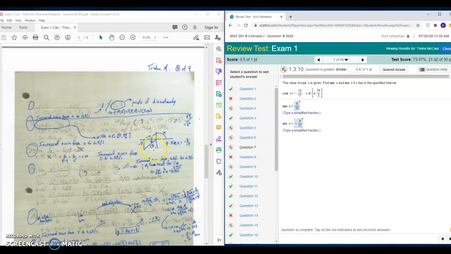So this becomes an 8, 15, 17 right triangle, or you could use Pythagorean's theorem to figure out that it's 8. You kind of almost had it. You thought it was 6. I'm not sure how that happened with your calculations here.